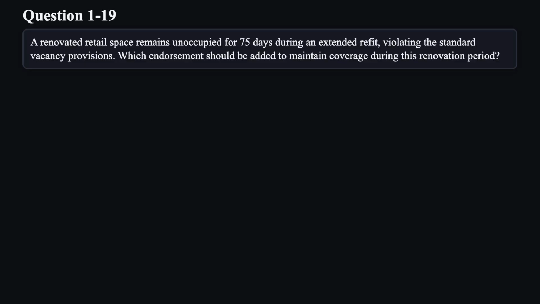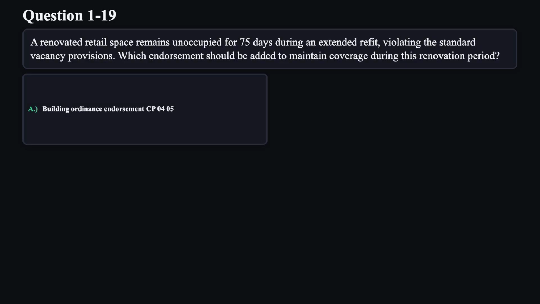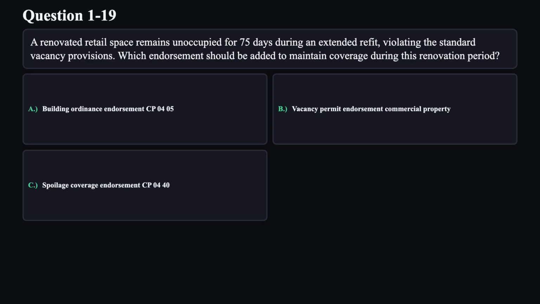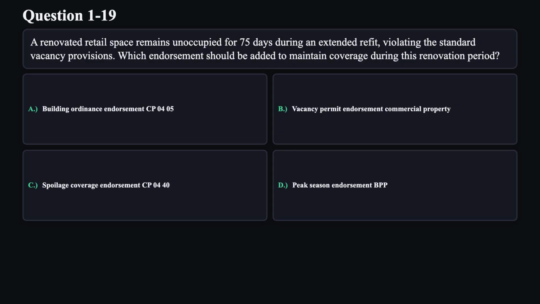Question 19. A renovated retail space remains unoccupied for 75 days during an extended refit, violating the standard vacancy provisions. Which endorsement should be added to maintain coverage during this renovation period? A. Building Ordinance Endorsement, CP 04 05. B. Vacancy Permit Endorsement, Commercial Property. C. Spoilage Coverage Endorsement, CP 04 40. D. Peak Season Endorsement, BPAPN.